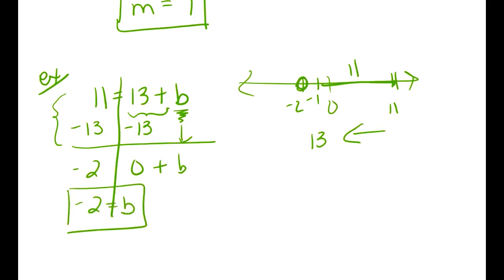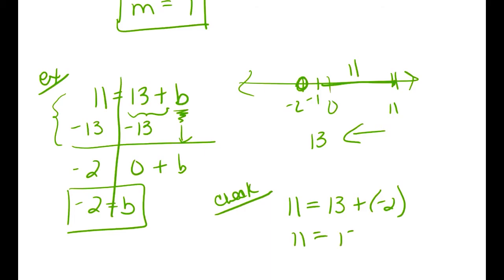Now let's check. See if we've done our work correctly. 11 equals 13 plus -2. 13 plus a -2. Here again, remember when we have a positive and a negative, it goes negative, and 11 equals 11. So I know that we're good to go.